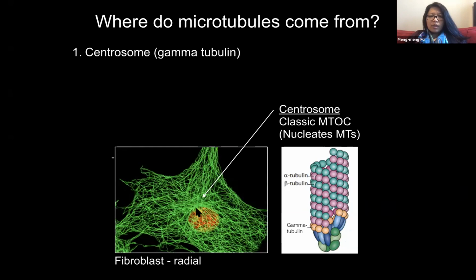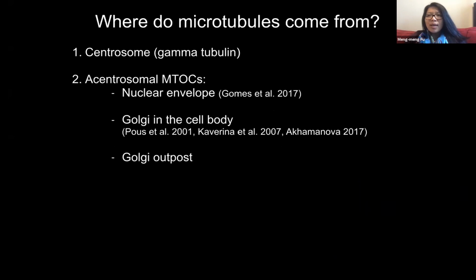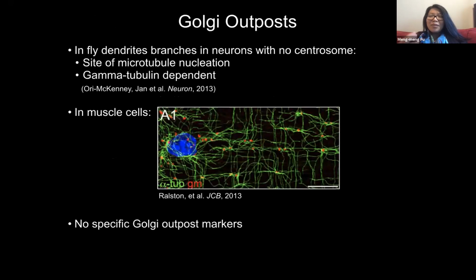Now, in more recent years, there has been more work focusing on acentrosomal microtubules or acentrosomal MTOCs, or microtubule organizing centers, that do not come from the centrosome. And some of these include the nuclear envelope, Golgi in the cell body of migrating epithelial cells, as well as Golgi outposts. So I'll tell you a little more about Golgi outposts.